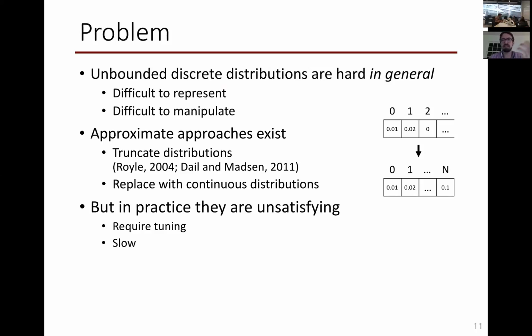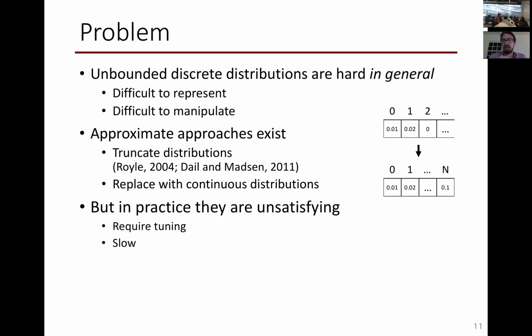But in practice, they're somewhat unsatisfying. For one thing, there's this question of how do you choose the value of this parameter n? So you could just guess. You could just set it very, very high and hope that you've captured almost all of the distribution. It's still finite, even if it's very high.